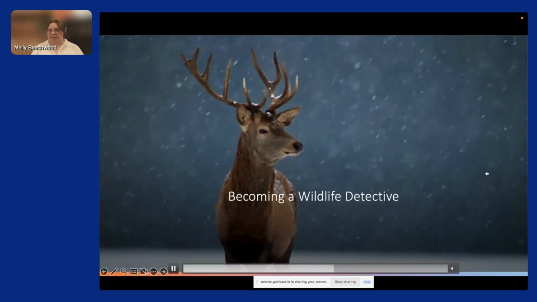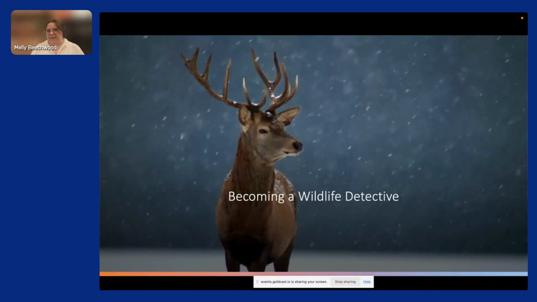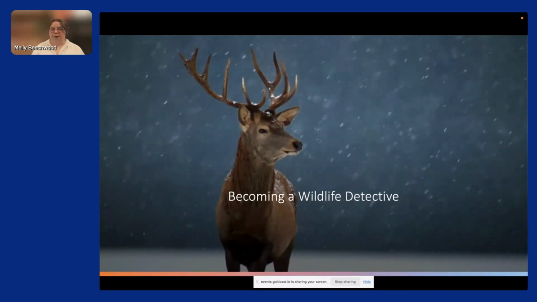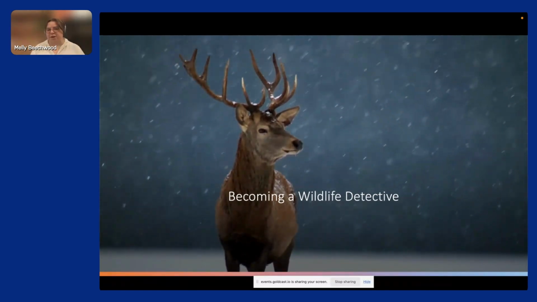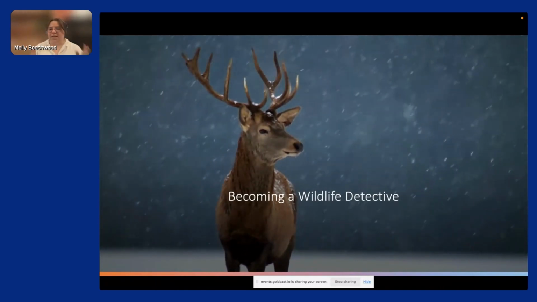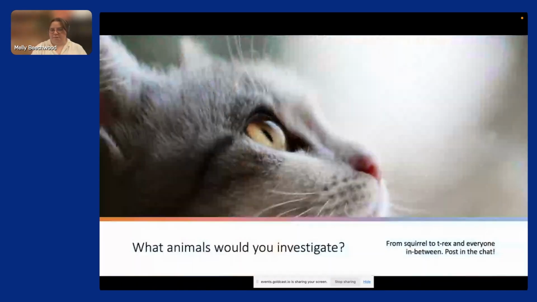So now that we've gotten to talk a little bit about this study, this isn't just about orcas. This is a blueprint for how all of us can go about becoming a wildlife detective.